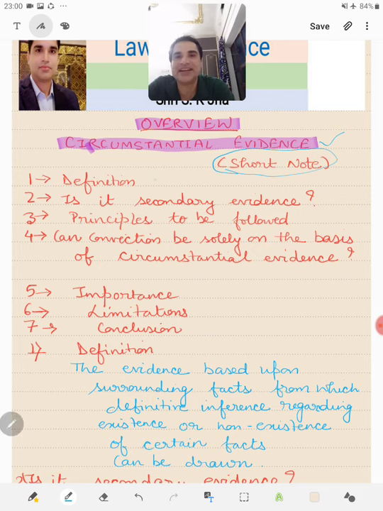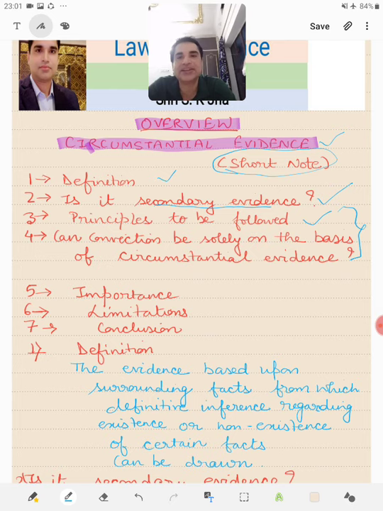One is that we will see a definition of circumstantial evidence, as to what is circumstantial evidence. Second, many a times it is asked in preliminary examination, is it secondary evidence? That is, is circumstantial evidence a type of secondary evidence? Then we will see the principles to be followed while dealing with circumstantial evidence. What are the principles which have been laid down by the Supreme Court while dealing with circumstantial evidence?